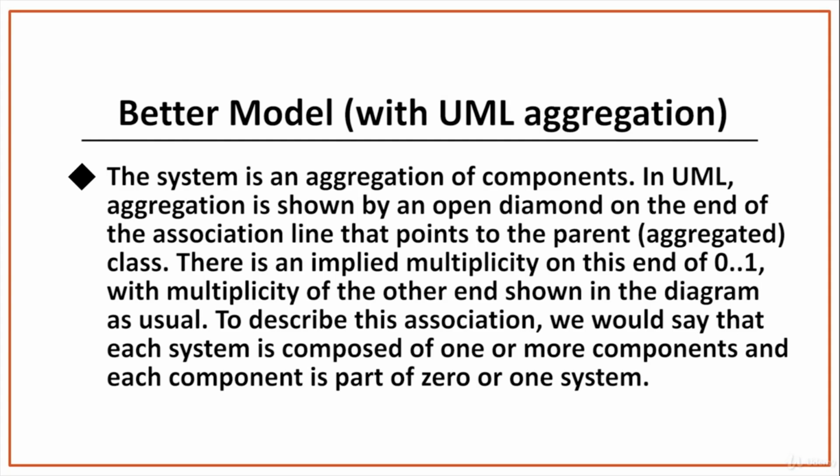In UML, aggregation is shown by an open diamond on the end of the association line that points to the parent aggregated class. There is an implied multiplicity on this end of 0..1, with multiplicity of the other end shown in the diagram as usual. To describe this association, we would say that each system is composed of one or more components, and each component is part of 0 or 1 system.